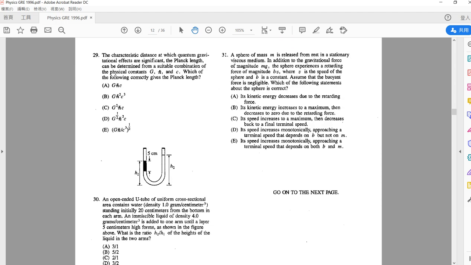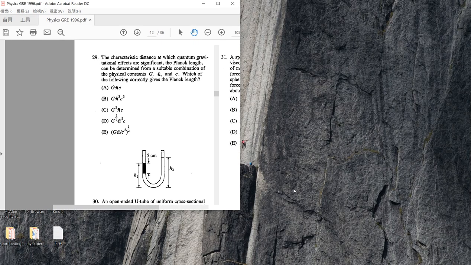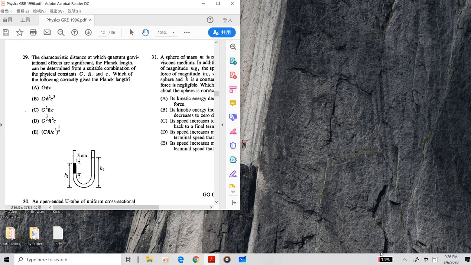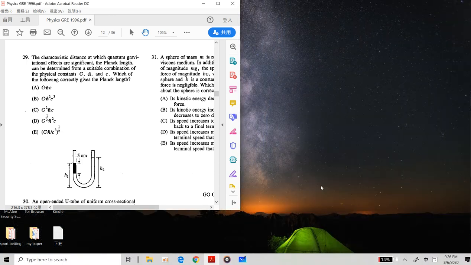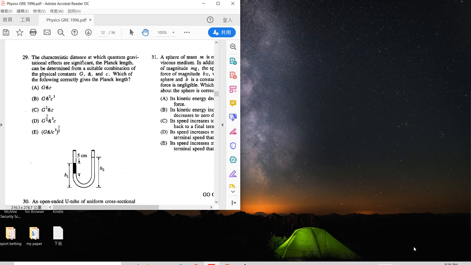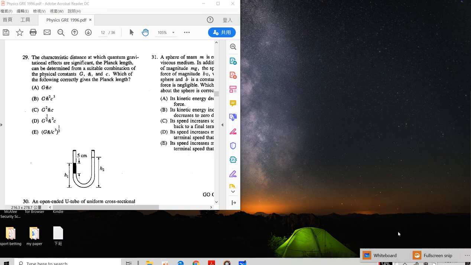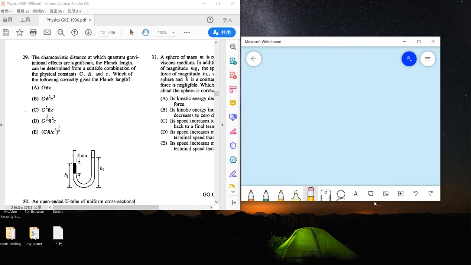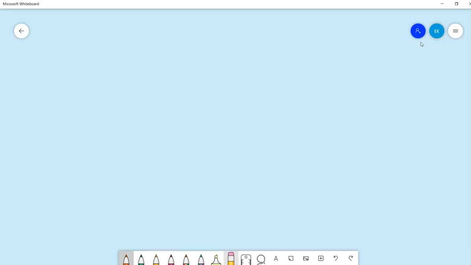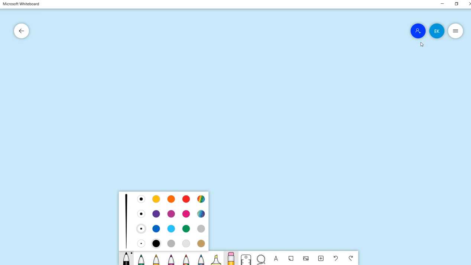Number 29, which I don't have easy ways to solve. Basically, you are asked to use G, h bar, and c to get the answer, to form the Planck length. So unless you remember the answer, otherwise you need to compute. Let me summarize the computation detail.